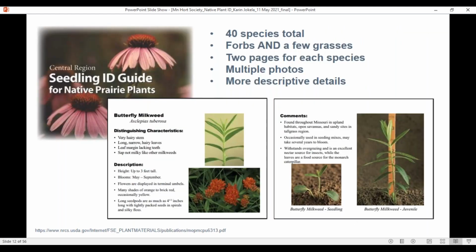In contrast, this is a similar guide that NRCS created many years ago, but it has a little bit more content. So you can see there's 2 pages for every species with a little more detail, a couple more photos for each species. It includes a few of the grasses, just a little bit more description for you. Available again as a PDF, and that's linked in that handout.